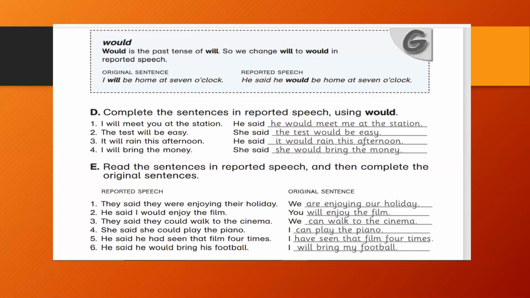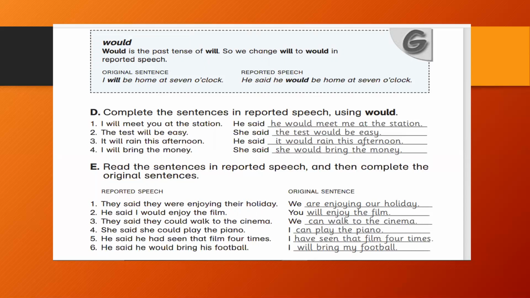Exercise E. Here we have to change reported speech into the original sentence. Now, where there is a past tense, we are going to change it into present. And also, there are changes in subject and the possessive adjectives. They said they were enjoying their holiday. Now, the original sentence might be, we are enjoying our holiday.